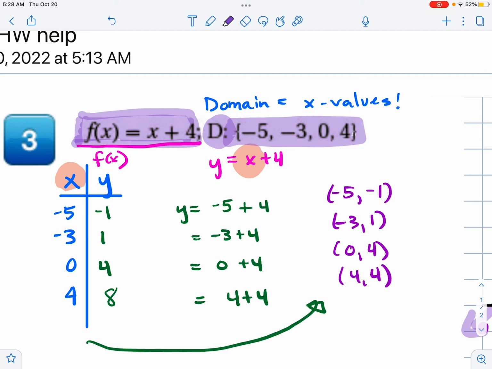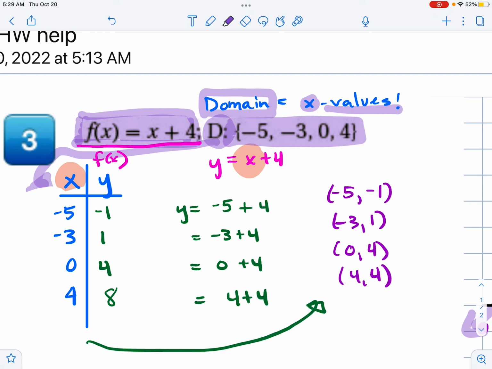And these represent, we know by the notes that the domain is the x values. So we're going to go ahead and use these in our table to solve for our y values, right? So here are our x values. They gave these to us in the domain, okay? And so now we know when x is -5, I go ahead and solve for that. When x is -5, -5 plus 4 is -1. And when x is -3 over here, I can do -3 plus 4 is 1.